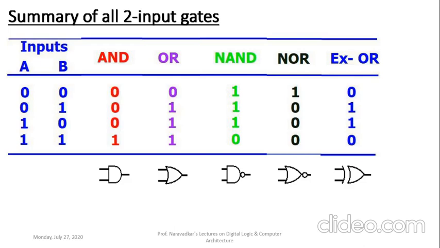I have not included the XNOR gate because of its very limited applicability, very limited use. So this is about the summary truth table of two input gates here.